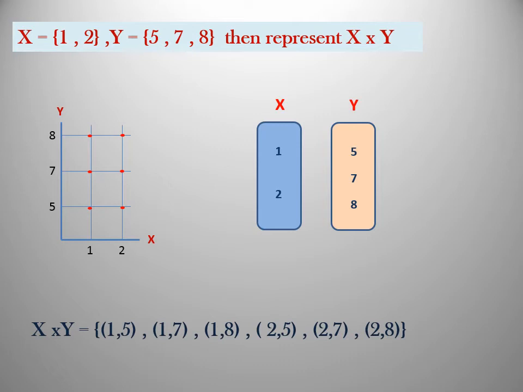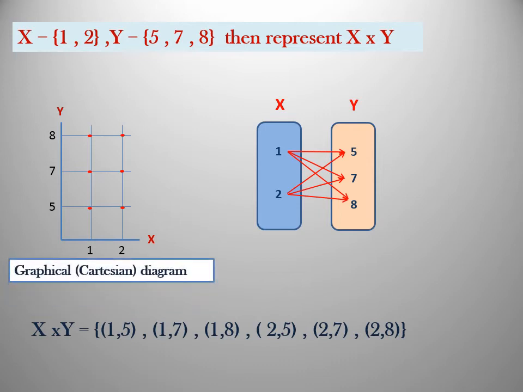Then I will begin with every item in x and distribute it to every item in y using arrows. So I will begin with 1, 5, 1, 7, 1, 8. So 1 is distributed to every item in y. Then I will transfer to 2. So I will have 2, 5, 2, 7, 2, 8. And because of all these arrows, I call it the arrow diagram.